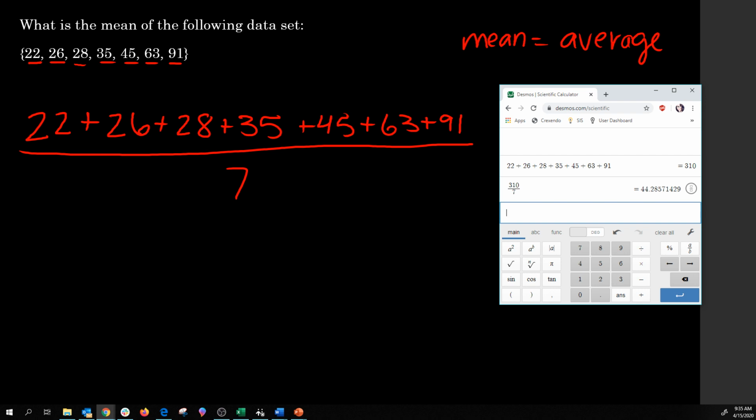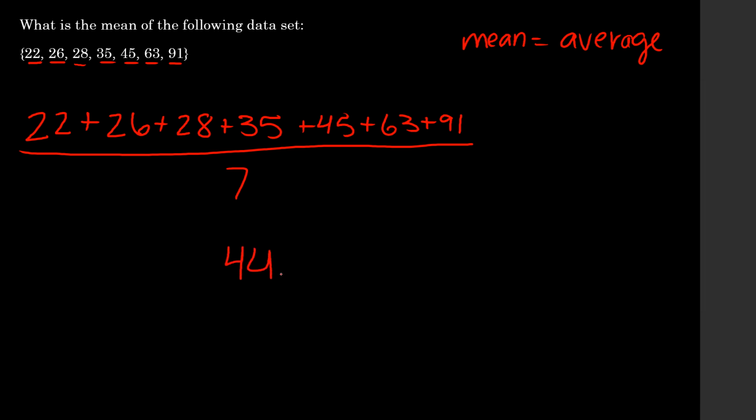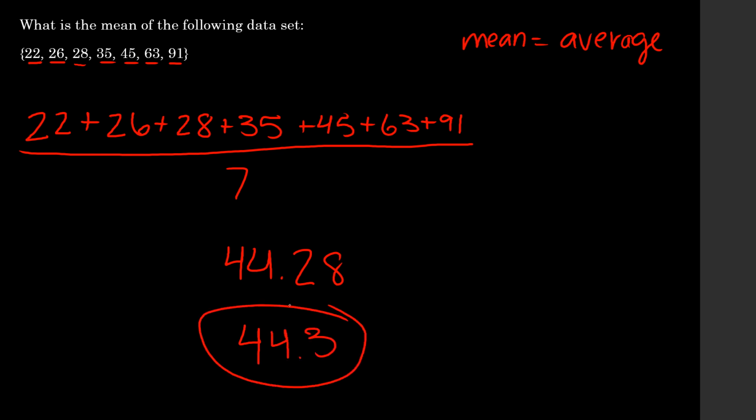So this means that the mean for this set of data is going to be 44.28. And let's round that to 44.3. Let's do one decimal place. So the mean for this set of data is 44.3.